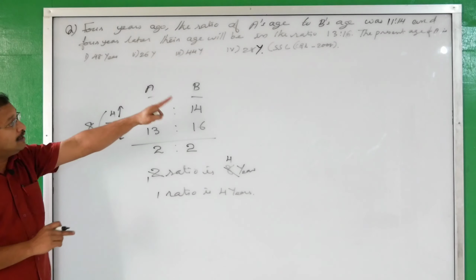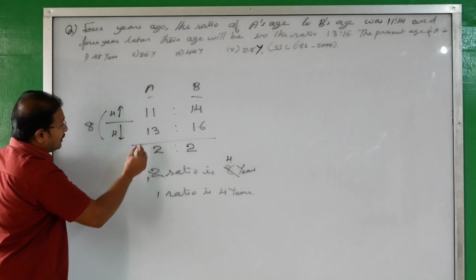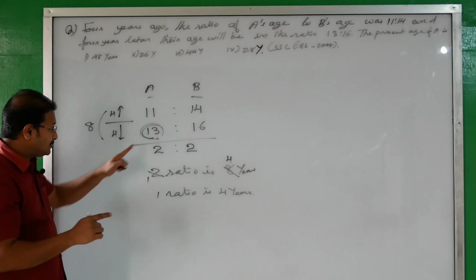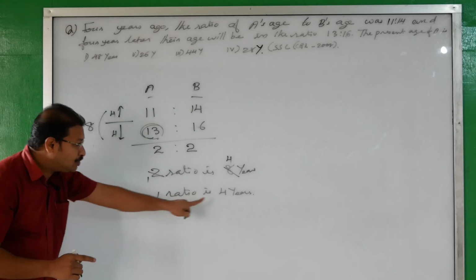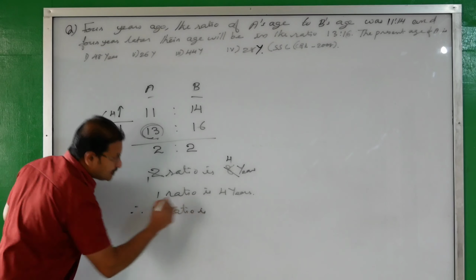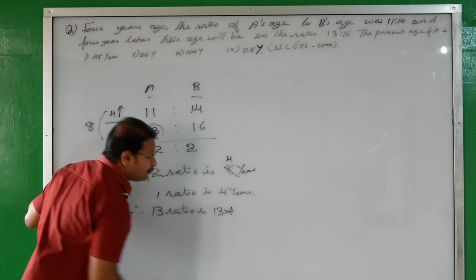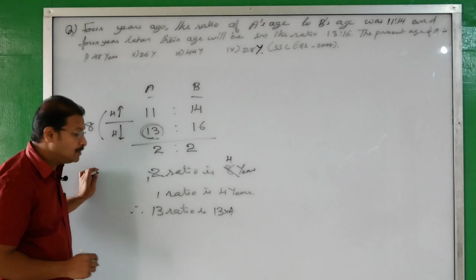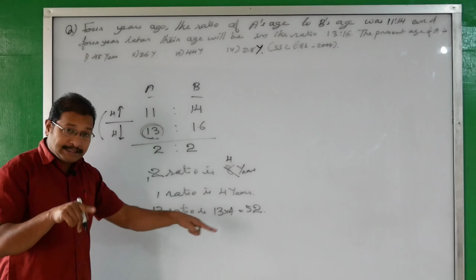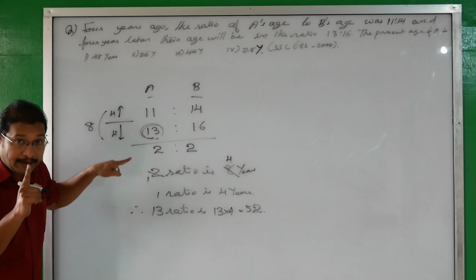Now see the question. The present age of A. Before that, we will take the age of A after 4 years, which is 13. That means 1 ratio is 4. Therefore, 13 ratio is 13 into 4. 13 into 4 is 52. That means 52 years belongs to A's age.